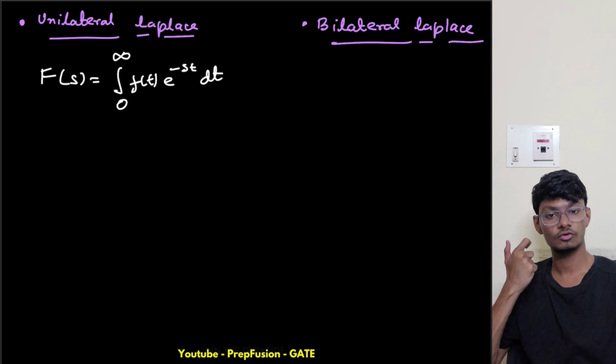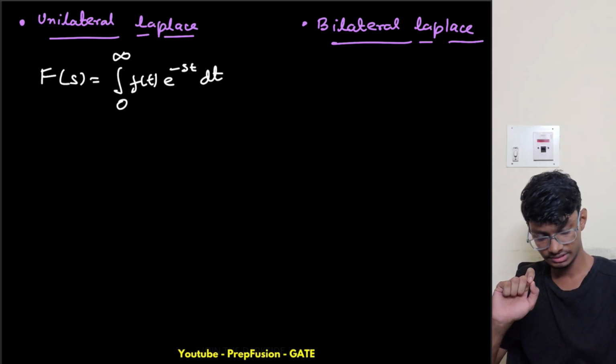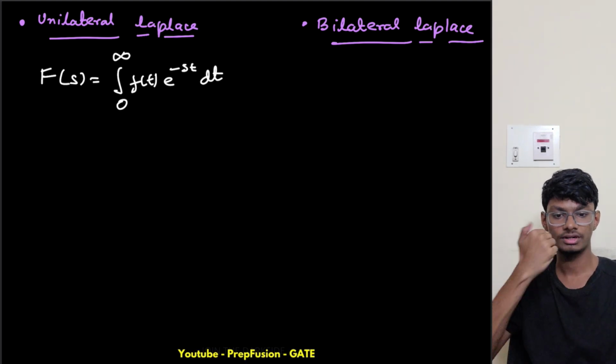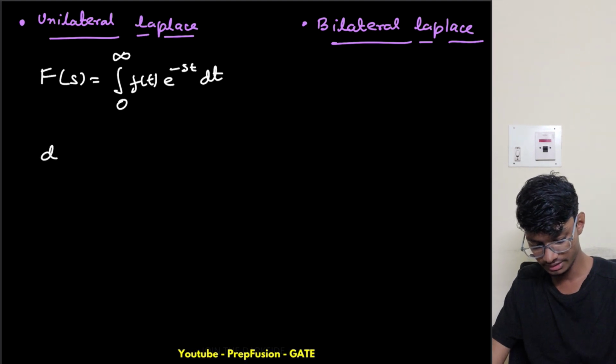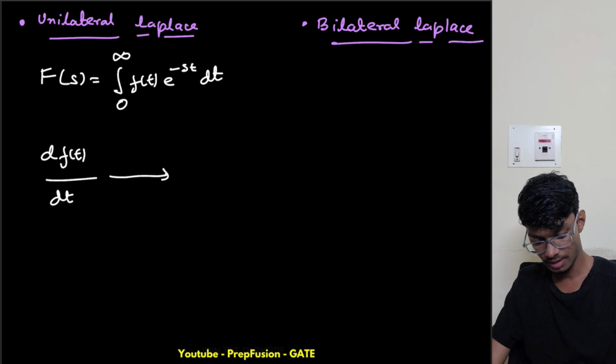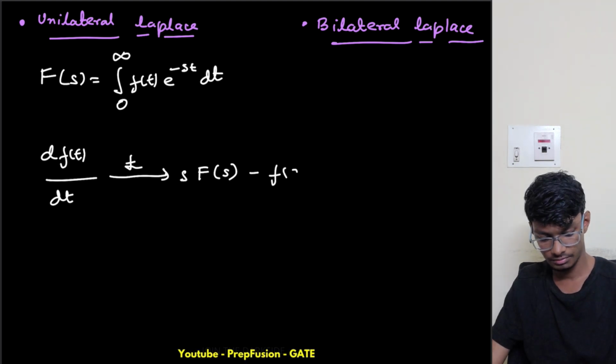Now this is for causal signals. Basically, if I take the differentiation of f of t, the Laplace transform of this will be simply s times F(s) minus f of 0, okay.